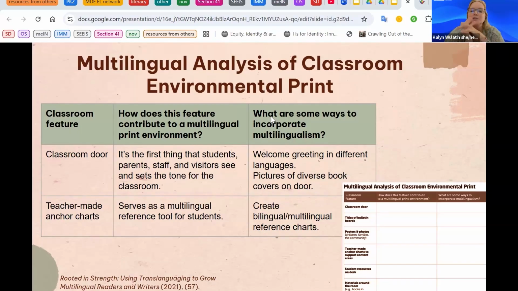So there's a lovely, lovely chart. The whole chart is on the Padlet and also in the book Rooted in Strength. And it's talking about different features and different things that you can do with them. And you can think about that. So again, the first thing coming to your room they see is the door, right? The next thing they probably see are anchor charts, especially if the year's already started and you've gotten in there. So what does that look like?